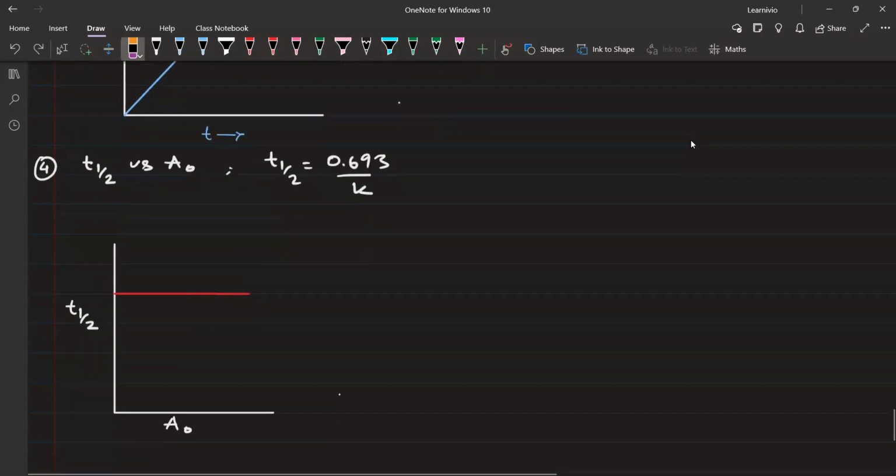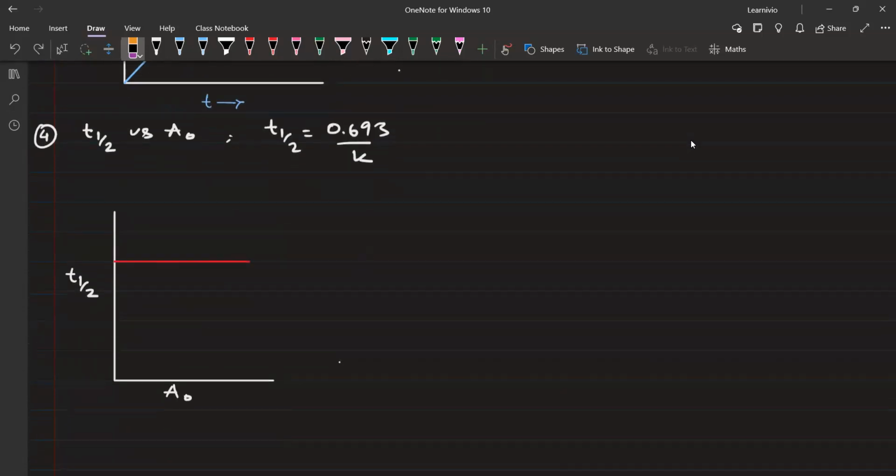The fourth graph is for T half. So T half versus the initial concentration will be a straight line that is parallel to the x-axis, because the initial concentration does not affect the half-life of a reaction. Half-life of a first order reaction is independent of the initial concentration. ठीक है? So that is why this will be a constant. अच्छा, ये जो point होगा आपके पास, the value of this point will be 0.693 divided by k.